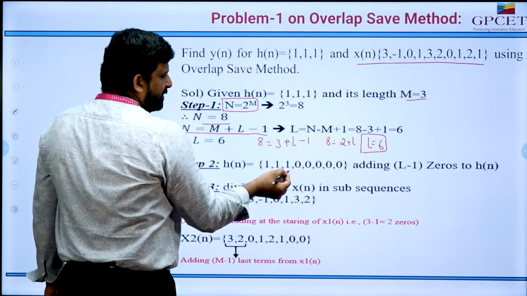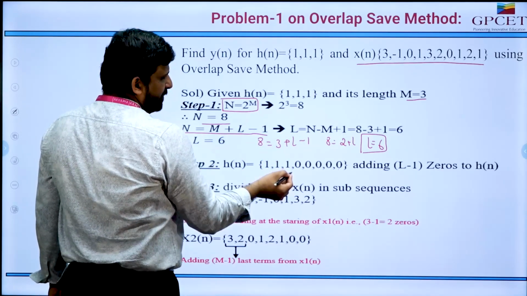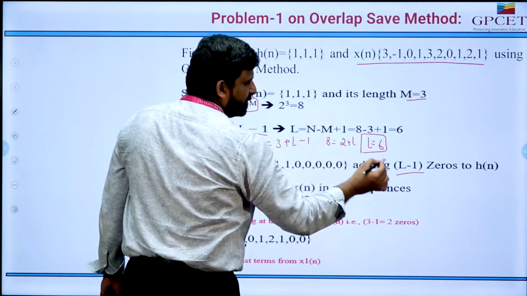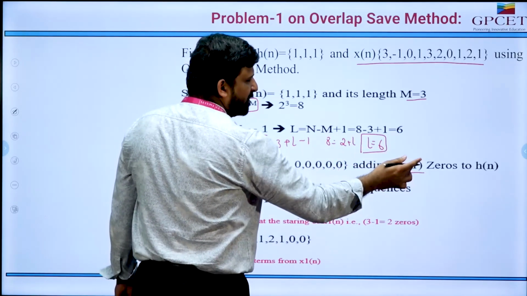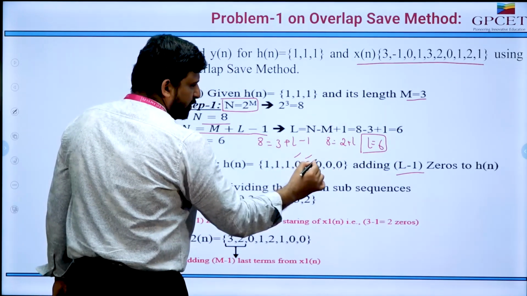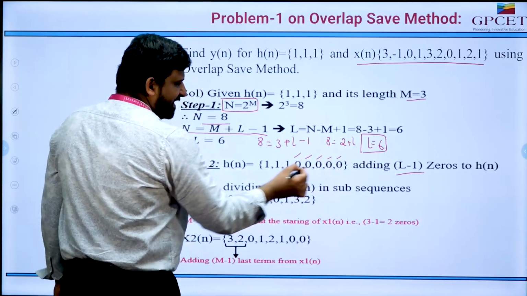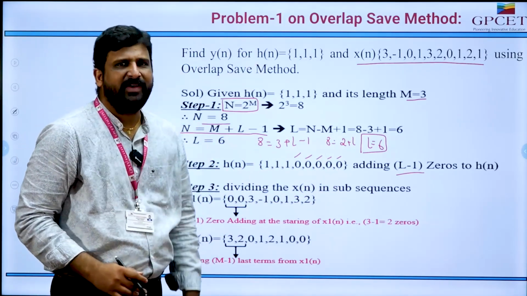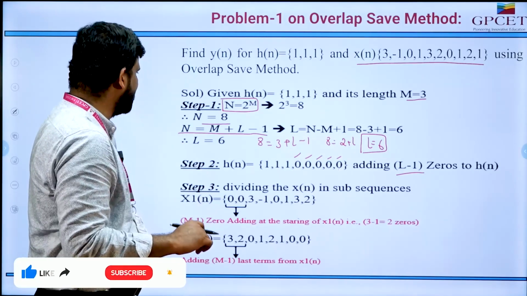How many values should I add here? I need to add L minus 1 zeros. What is L? 6. 6 minus 1, that is 5 zeros are added here. So see here, 1, 2, 3, 4, 5. 5 zeros are added to the sequence h of n. So this is the h of n sequence that I got in the second step.